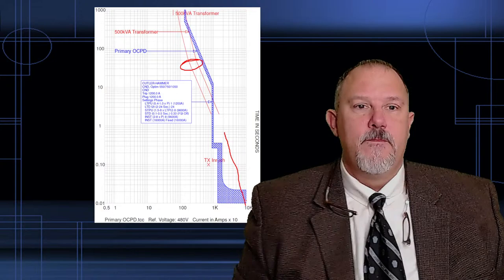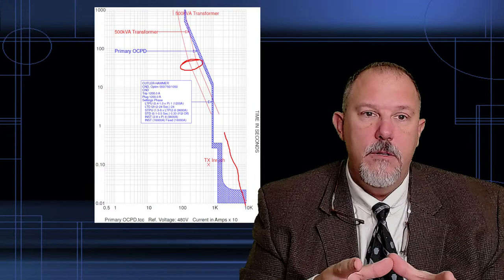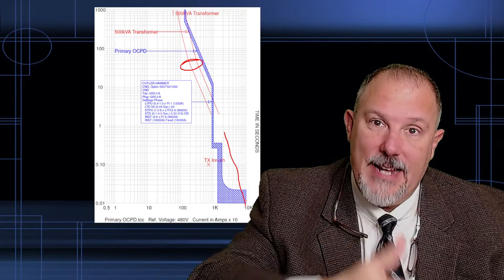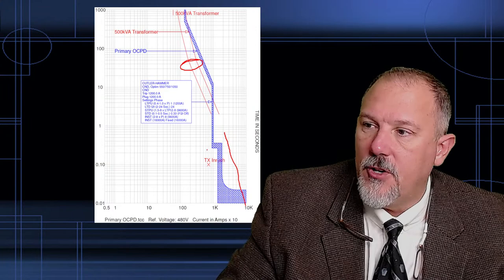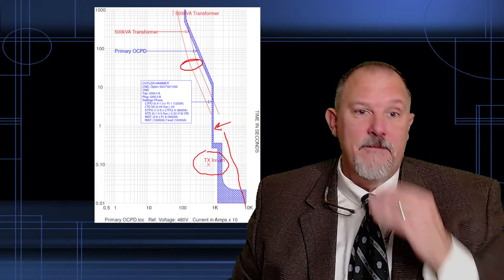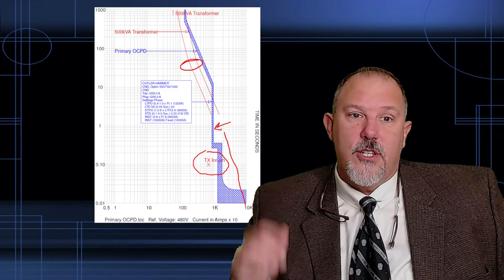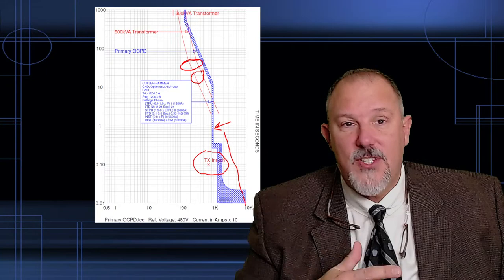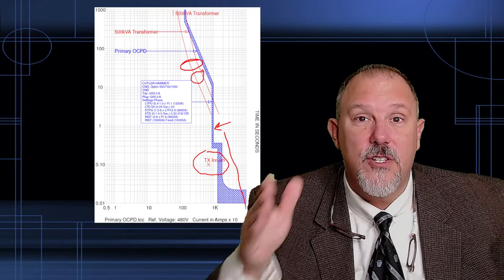So, a transformer has a damage curve. If I let too much current pass through it for too long of a period of time, I can damage the transformer. I indicate on this time current characteristic curve the inrush current. And this is the primary overcurrent protective device curve for this transformer. So now you might say, hey, Tom, that circuit breaker is not protecting this transformer because my damage curve is to the left of the circuit breaker trip curve. And I would say, you are absolutely right. That primary circuit breaker is not protecting that transformer from overloads.